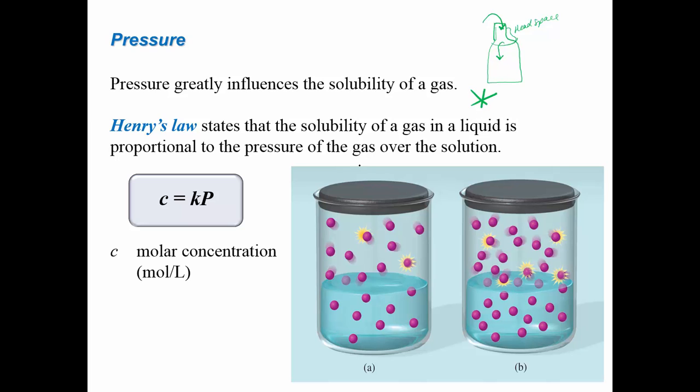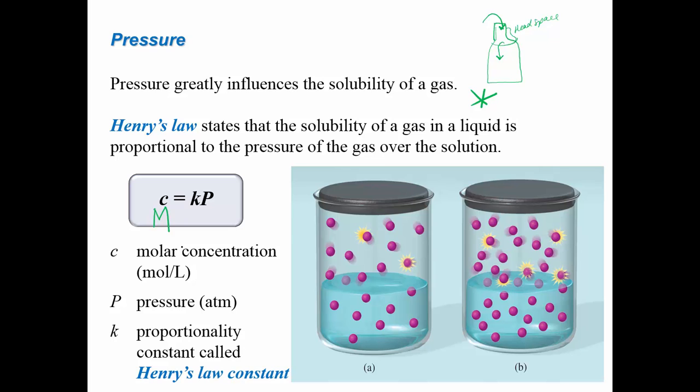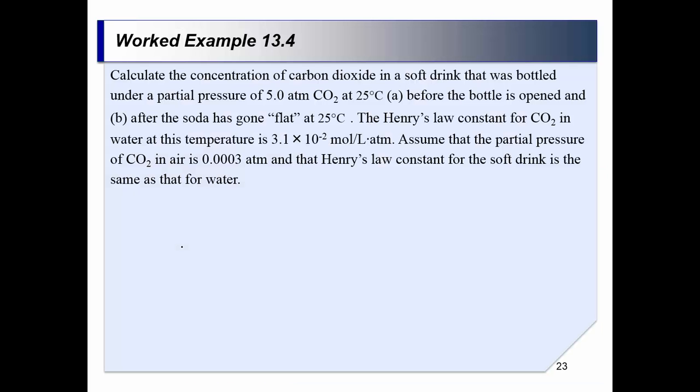Now C in this equation is the molar concentration. So we're talking about capital M molarity, moles per liter. K is a constant and P is the pressure. And this is Henry's law. So if we're going to calculate the concentration of carbon dioxide in a soft drink, bottled under this partial pressure at 25 degrees Celsius, before the bottle is opened, let's just start there.